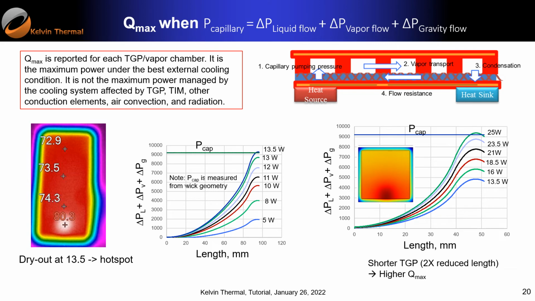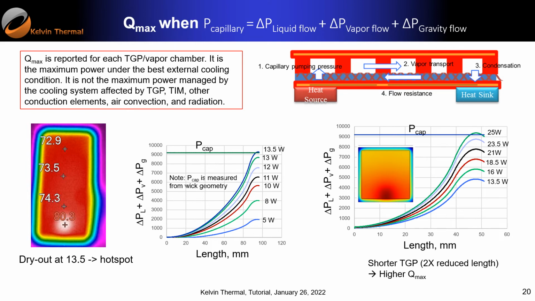You can see 5 watt, no problem, 10 watt, 12 watt, no problem. 13.5, well, you hit the capillary pumping pressure. That's the maximum. You cannot go higher. When you go higher, there will be burn off. So that's what we call Qmax.